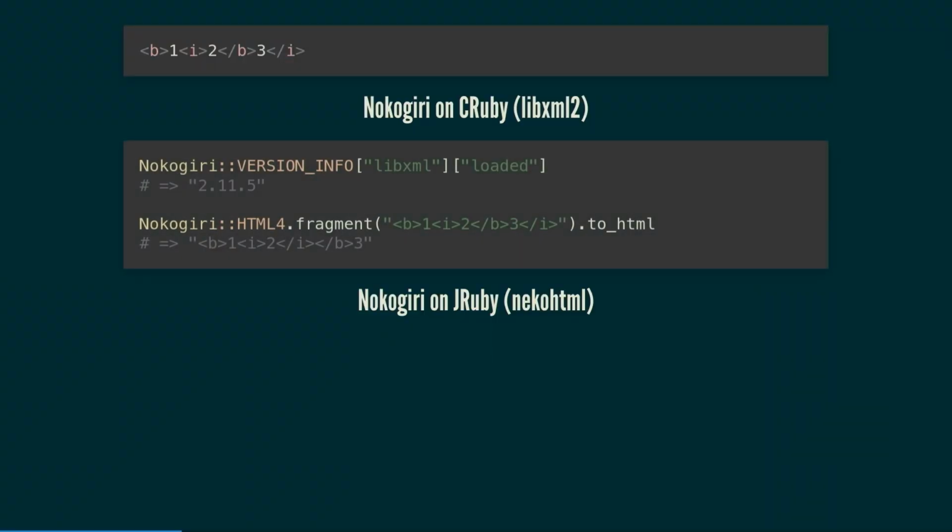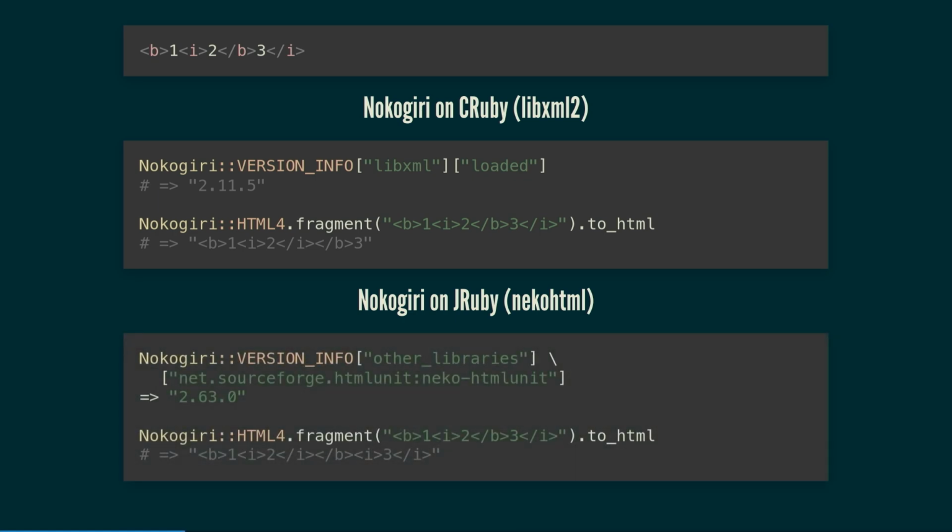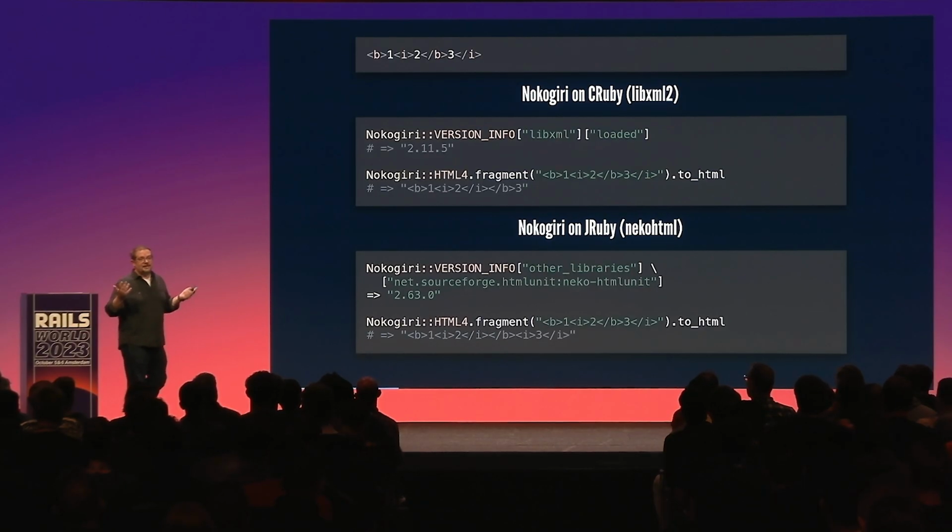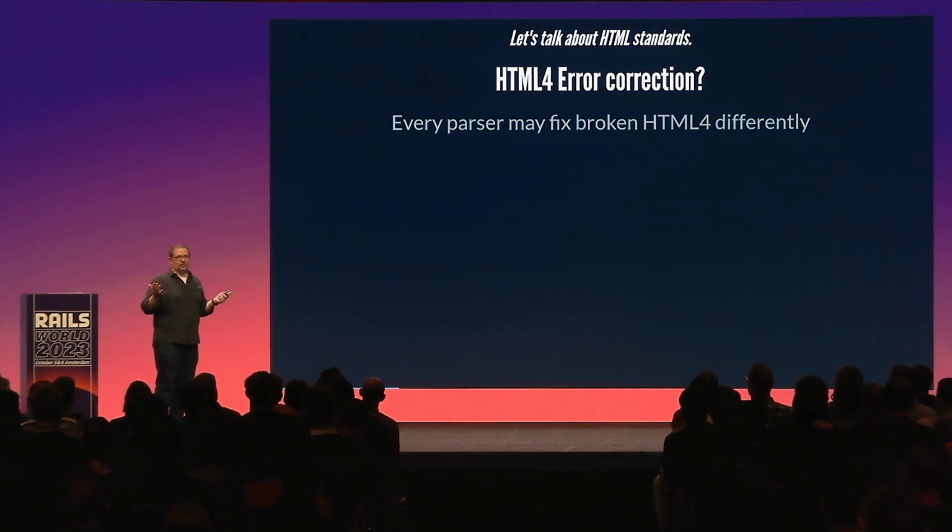So even within Nokogiri, depending on whether you're running on CRuby or JRuby, you'll get two different results. CRuby will orphan the 3 at the end of the string, but Nekohtml will wrap that last 3 in an additional italics tag. Which of these is right? They're both right. It doesn't matter. The spec doesn't say. Everybody's going to fix broken HTML differently. And this actually means that every HTML4 parser is slightly different and unpredictable, and that's bad.